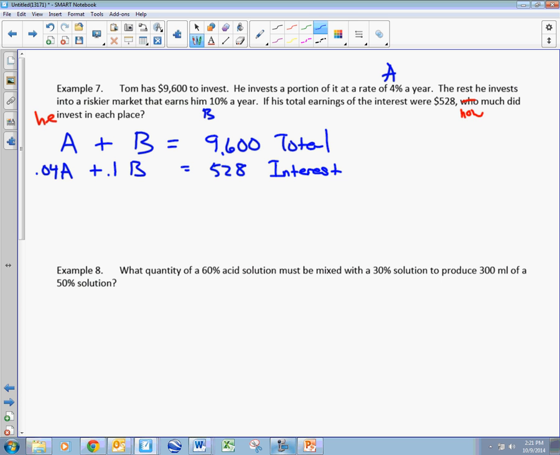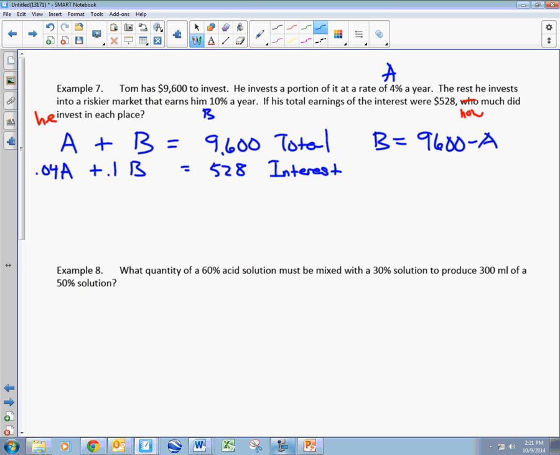So I have two unknowns, A and B, but I have two equations. If you have two unknowns, you need two equations. You learned how to solve systems last year. What are two ways algebraically that we use to solve systems? Substitution and elimination. We're not going to use elimination in this scenario. We're going to choose to use substitution. I'm going to solve for B. B is equal to what? Very good. Negative A plus 9,600, or 9,600 minus A.